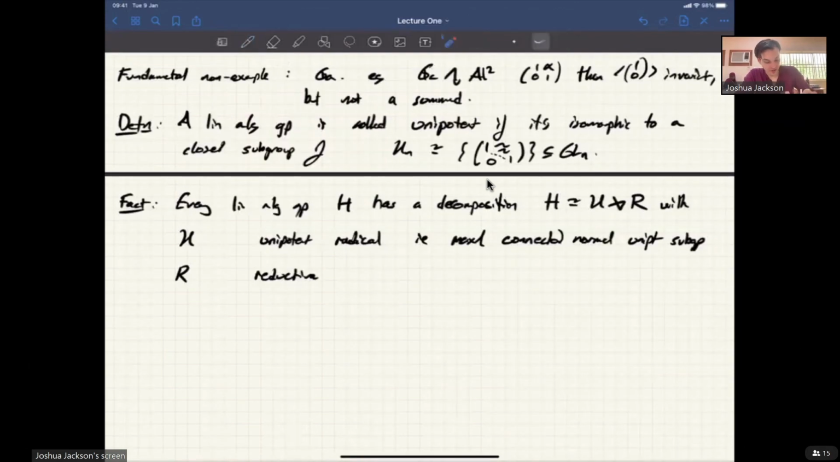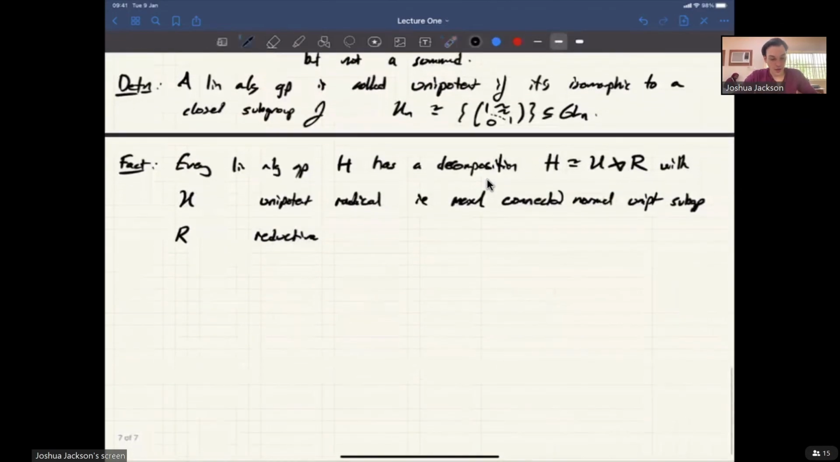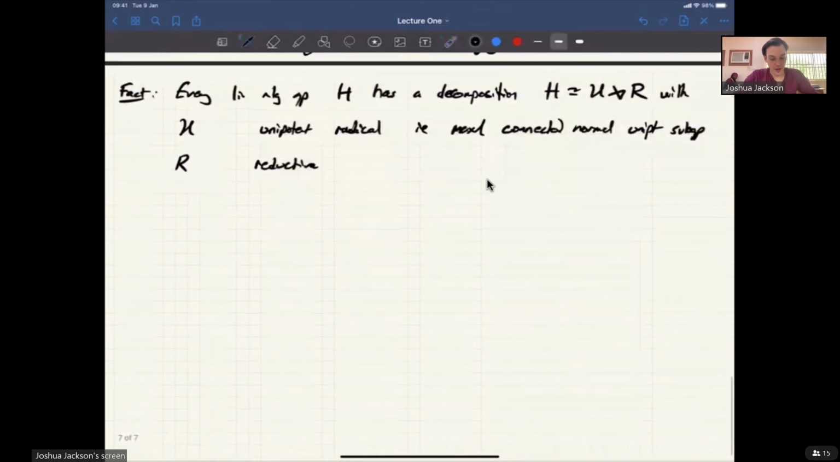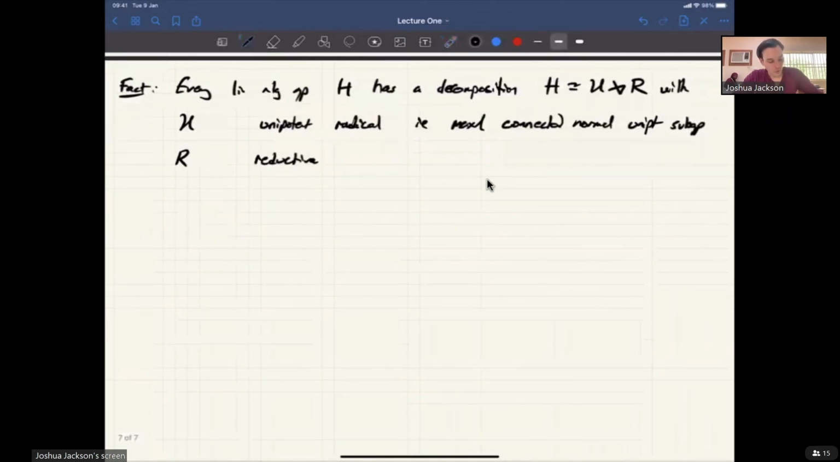This R is only determined up to conjugacy, so it's not sitting inside H in a canonical way. People often call this a Levi subgroup. You may hear that terminology. Okay, so let me give you an example, which is something that will come up later in our applications.